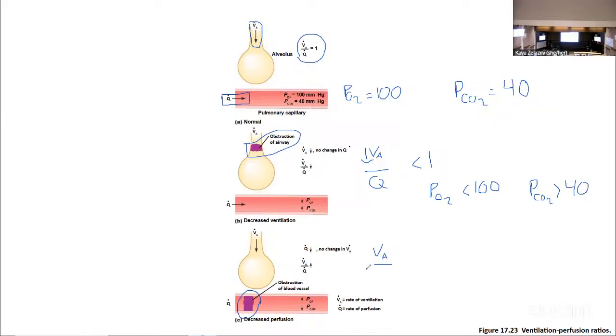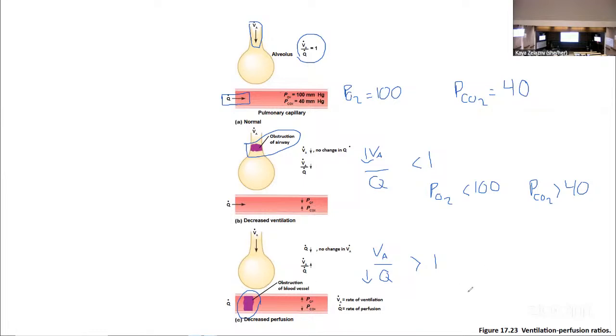Right? We have a drop in our perfusion. So now we're going to see a ventilation perfusion ratio of greater than 1 because we're dividing by the smaller number. So this is also going to have an effect on our blood gases. In this case, think of it as blood going slower past the blockage, or think of the blood after the blockage just sitting around for a little longer in contact with the air.